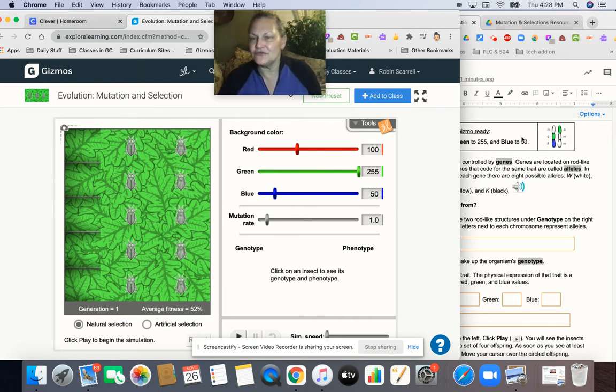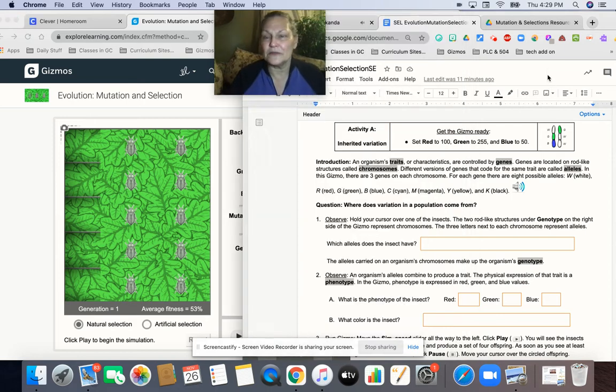Okay, so we have 100, 255, and blue is 10. All right, so notice that we're changing the background color, just the background color. We're not changing the color of the beetles at all, okay? It's just the background color. Think back to what the introduction was to this unit, right? The brown lizard on the white rock, the brown lizard on the brown rock, and the white lizard on the brown rock. Okay, so seeing what the color of the organisms is compared to their environment, how does that change their average fitness, right? So how does that improve their likelihood of surviving, right?